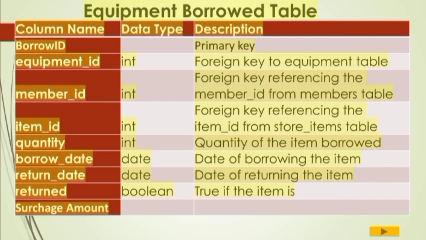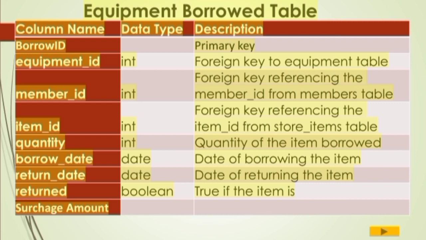Equipment borrowed table. Column name, data type, description. Borrow ID, primary key. Equipment_id, int, foreign key to the equipment table. Member_id, int, foreign key referencing the member_id from the members table. Item_id, int, foreign key referencing the item_id from the store_items table. Quantity, int, quantity of the item borrowed. Borrow_date, date, date of borrowing the item. Return_date, date, date of returning the item. Returned, boolean, true if the item is returned.